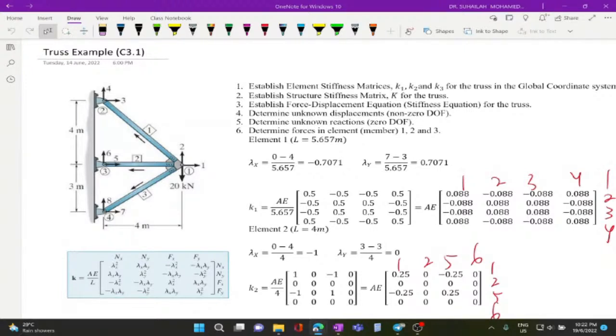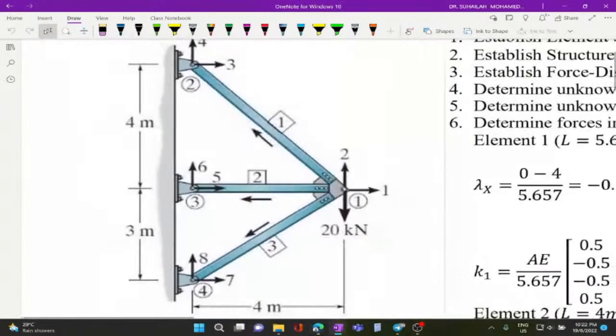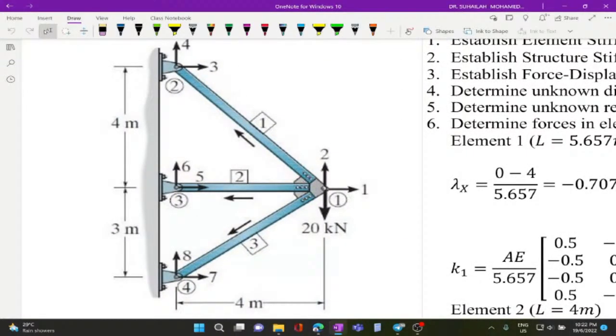Example 3.1: Truss analysis using the stiffness method. Okay, we are going to analyze this truss. This truss has 4 nodes, node number 1, 2, 3, and 4, which has 3 elements: element 1, element 2, and element 3.